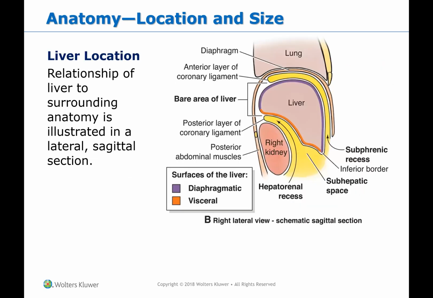Here is a picture of the liver in relationship to other organs. A couple of important things here are the subhepatic space, the space below the liver, where fluid can sometimes accumulate, and the subphrenic recess, which is the space below the diaphragm.